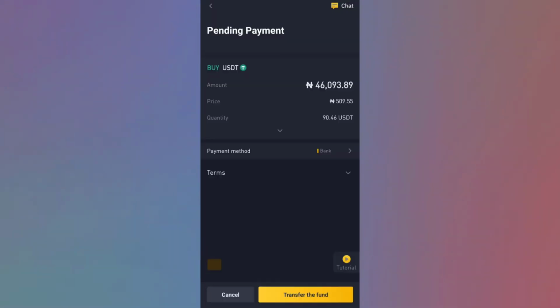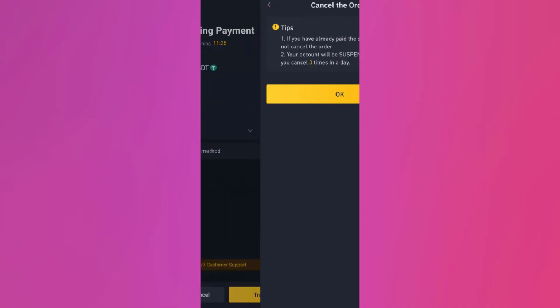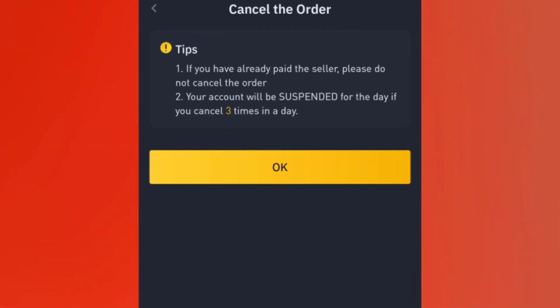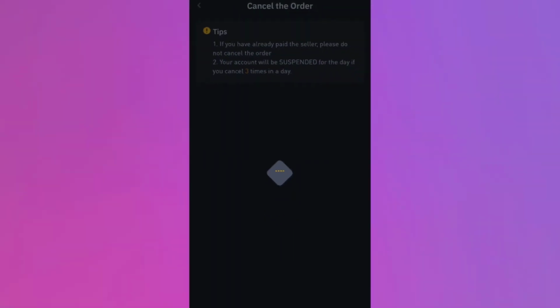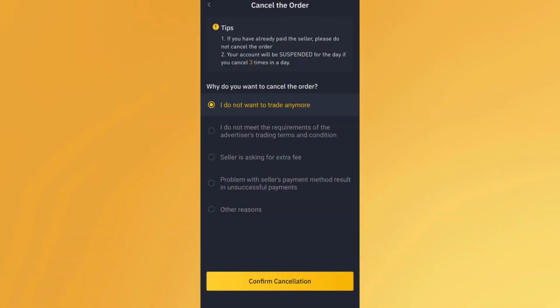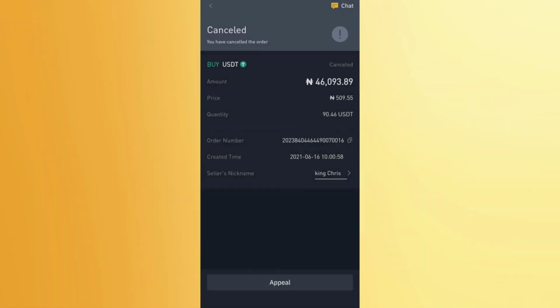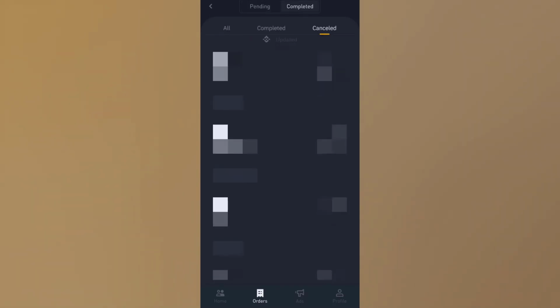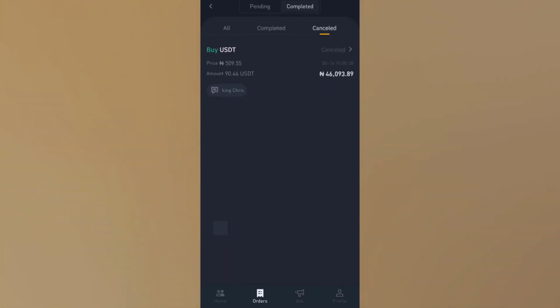And once I cancel it right now, it's going to go over to my cancelled section. This is what they say over here. Your account will be suspended for the day if you cancel 3 times in a day. If you have already paid the seller, please do not cancel the order, but I've not paid the seller, so I'll have to cancel it. So if I say I do not want to trade anymore, and then I confirm cancellation, as you can see, it's been cancelled. Unfortunately, I was just trying to show you guys an example, but anyways, it's still good it happens, so that I'll be able to show you guys where everything goes. And then you can see right now it's in my cancelled section.